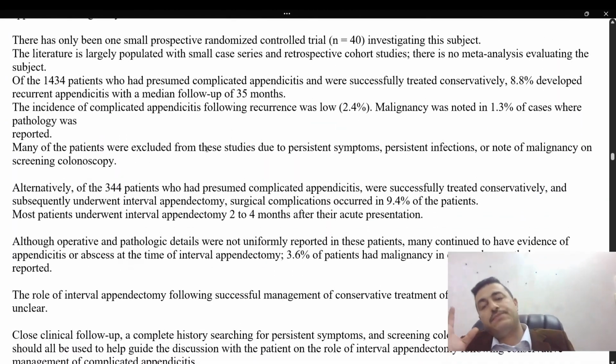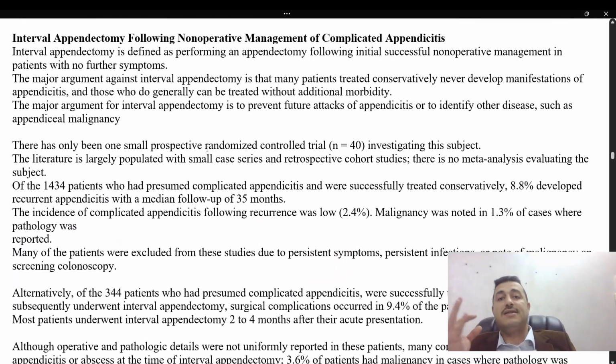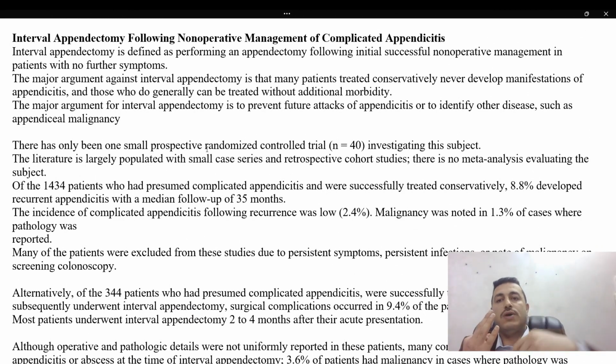I hope we delivered the answer. Let's summarize it again. Urgent versus emergent doesn't matter; you can proceed urgently for uncomplicated appendicitis. Operative versus non-operative: if the patient has sepsis, rigidity, or generalized peritonitis, proceed for urgent surgery. If the patient has contained complicated appendicitis, you can try conservative management.